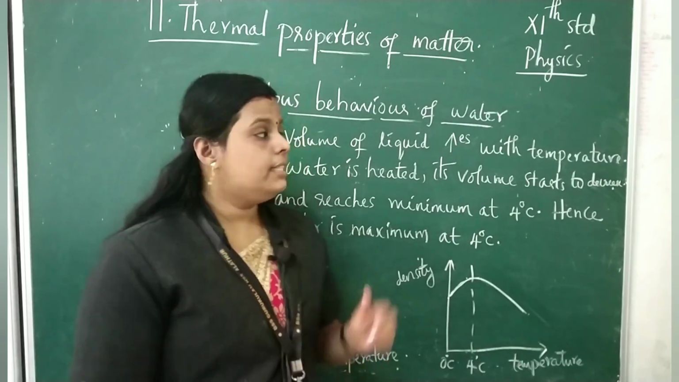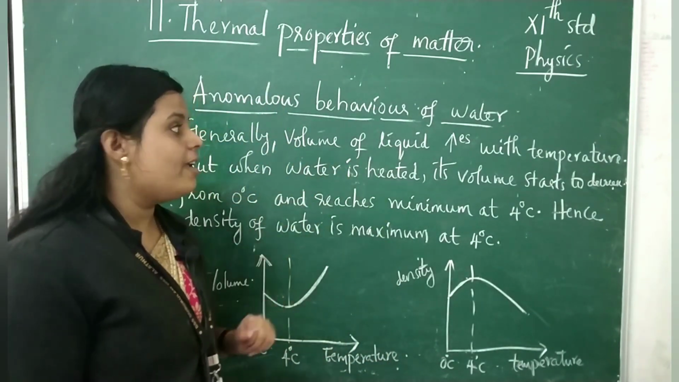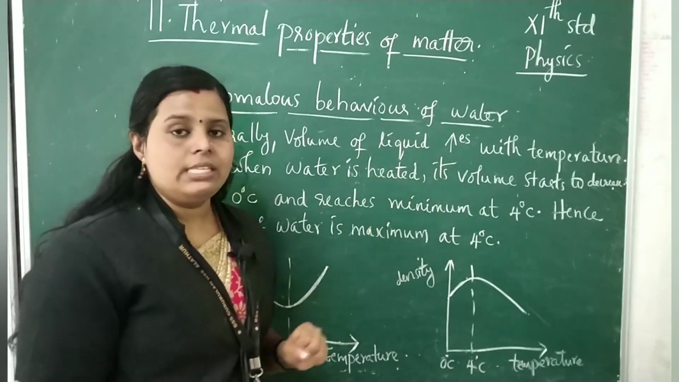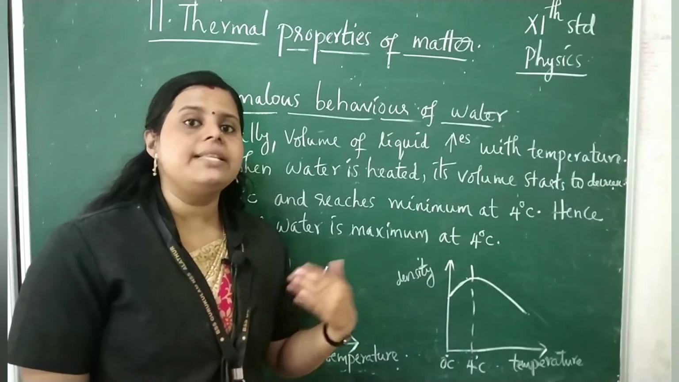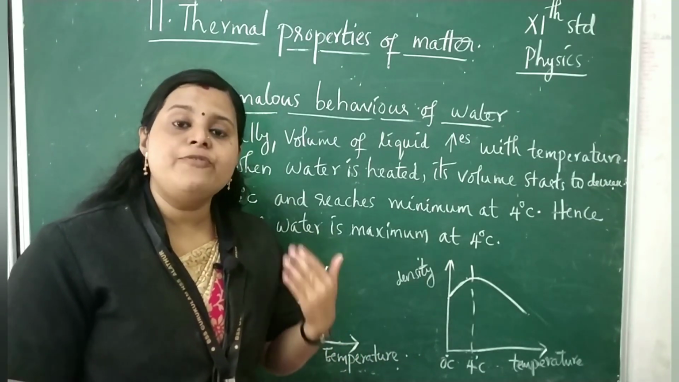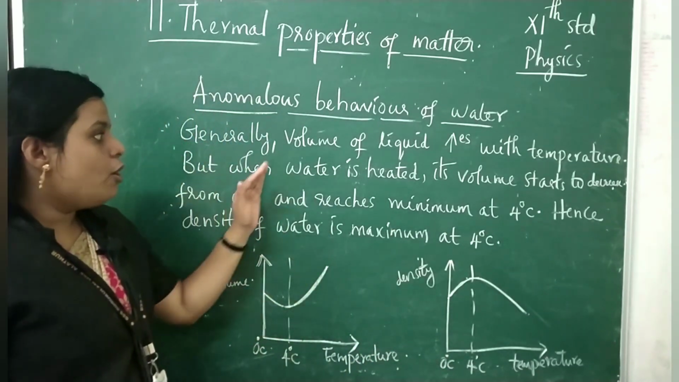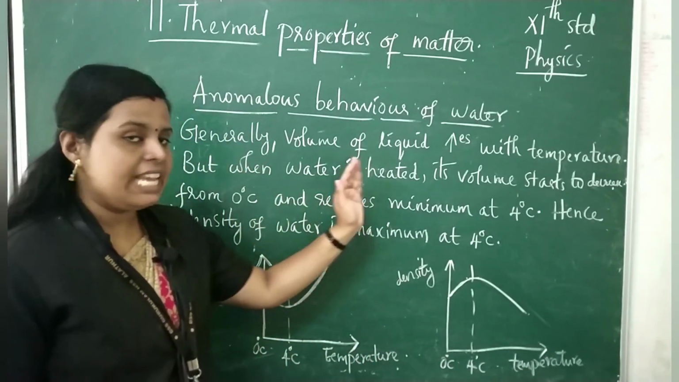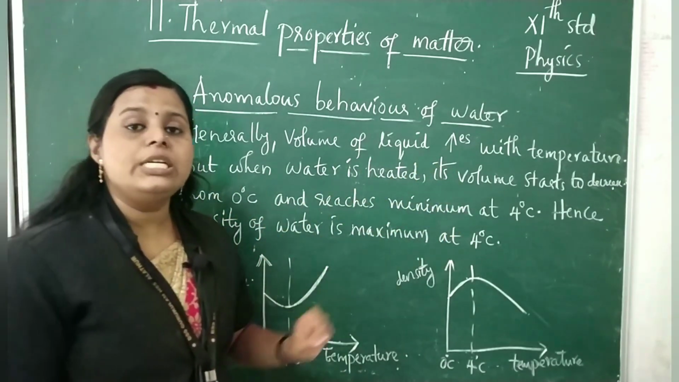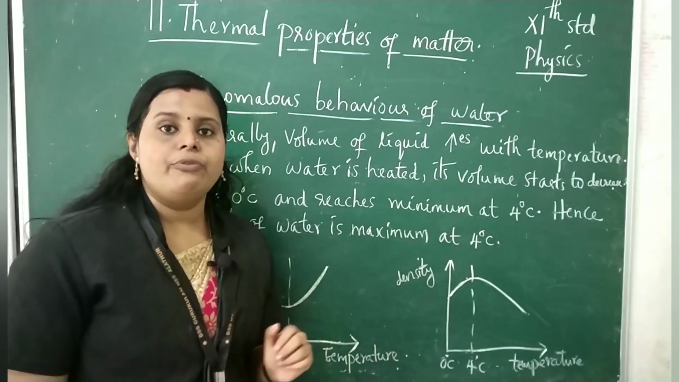Now let's learn the anomalous behavior of water. So generally the volume of a liquid increases with temperature. Normally, when the temperature of liquids increases, what does their volume do? It increases. But in the case of water, when water is heated, its volume starts to decrease from 0 degree Celsius and reaches a minimum at 4 degree Celsius.